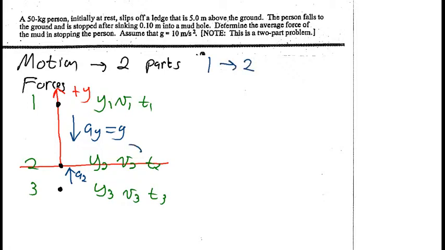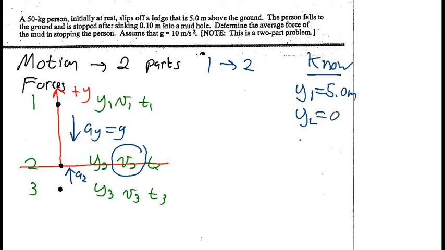Alright, so we need to go ahead and analyze the motion in steps. My immediate goal is to find the speed of the person when they hit the mud. So we need to make a table of what we know, at least for the first part of this problem. So we know the value of y1 is equal to 5 meters, and the value of y2 is equal to 0, and the value of the acceleration in the first part of this problem is going to be negative g in the coordinate system that I picked. And my goal is to try to find the value of v sub 2. We know that v sub 1 is 0. The person starts from rest.